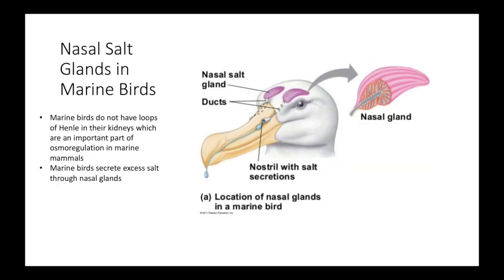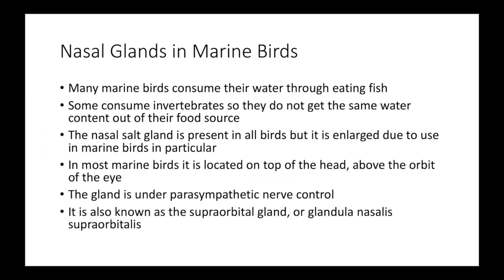The second adaptation I will be talking about are the nasal salt glands in marine birds. Since marine birds do not have the loops of Henle in their kidneys to filter out the salt content in their blood, they secrete the excess salt through nasal glands. Many marine birds consume their water through eating fish which contain fresh water that will not dehydrate the birds. Some marine birds consume invertebrates, however, so they do not get the same water content out of their food source.